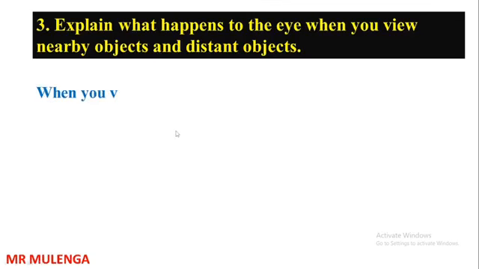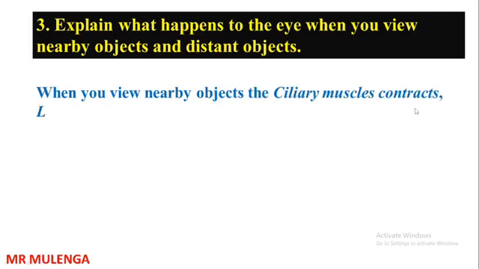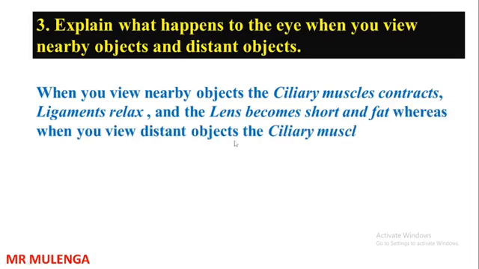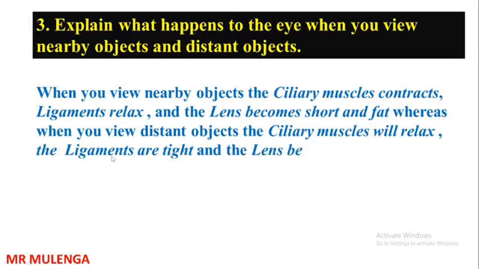So here we have said that when you view nearby objects, the ciliary muscles contract, the suspensory ligaments relax, and the lens becomes short and fat. Whereas when you view distant objects, the ciliary muscles will relax, the suspensory ligaments will become tight, and the lens becomes long and what? Thin. So this is what is going to happen to the eye when you view nearby objects and those that are very far. So we have answered our question 3.